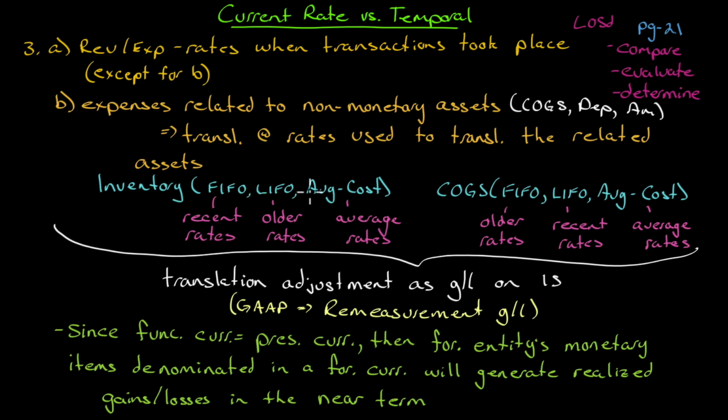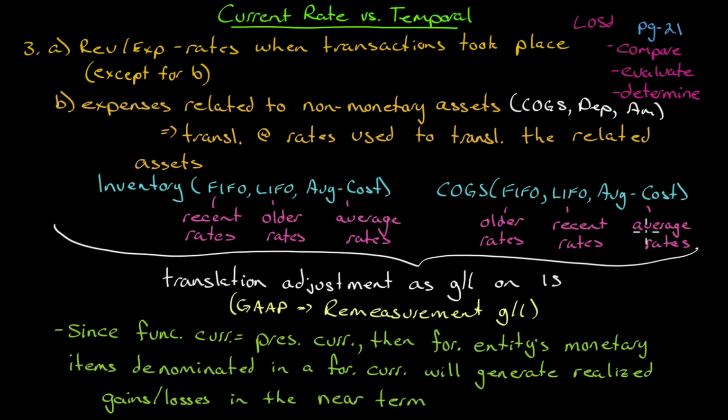Inventory, you can have FIFO, LIFO, or average cost. If you have FIFO on your balance sheet, you're measuring these at the most recent rates, whereas with LIFO, you're measuring your inventory at older rates. Average cost, you're using average rates. Which means your cost of goods sold for FIFO, if inventory is being carried at recent rates, what you sold must have been sold at older rates. LIFO would have been sold at recent rates, average cost at average rates.